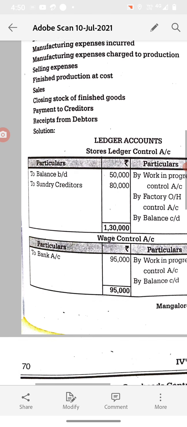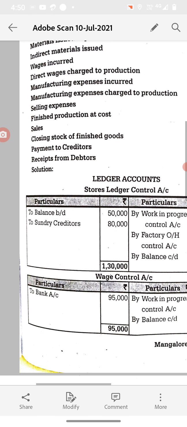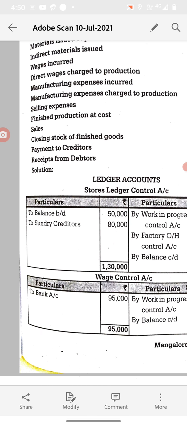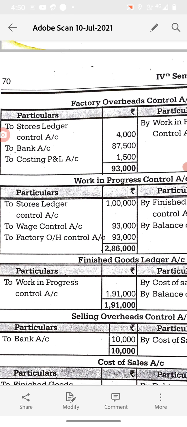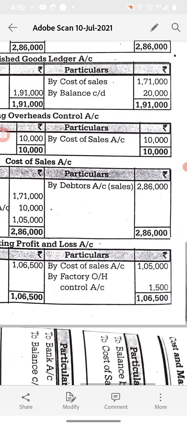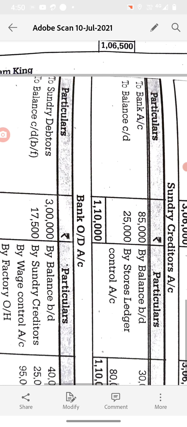So there ends the matter for wages. Okay, wages will be over there itself. And then manufacturing expenses incurred, that is factory overhead. So incurred to bank account. So bank account, you have a credit transaction. Okay, so bank account is there.